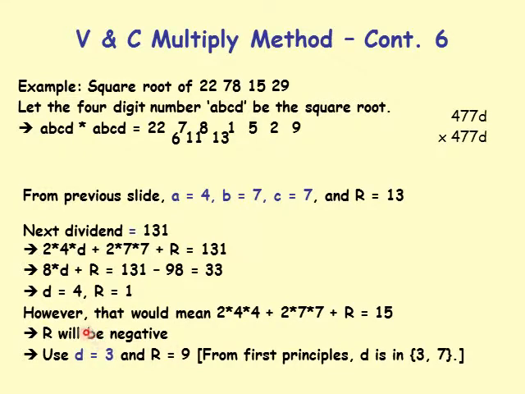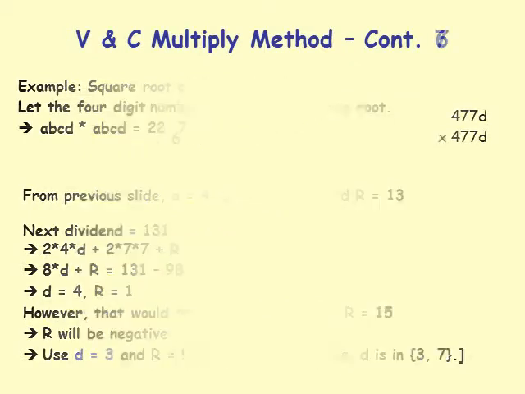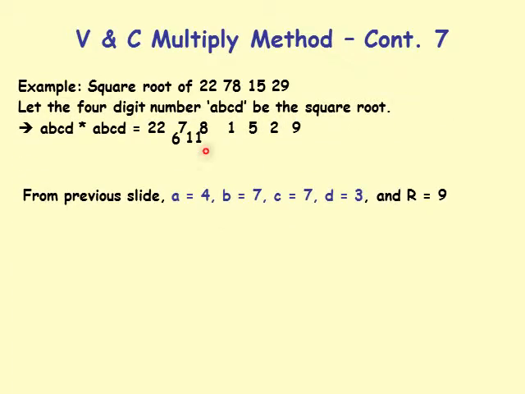If d is 3 here, 8d plus r is 33, and then the remainder would be 9. If I say 8 times d plus r is 33, if d is equal to 3, then 24 plus r is 33 and r would be 9. And d equal to 3 is consistent with first principles. Let's continue. So what do we have right now? We have a is equal to 4, b is equal to 7, c is equal to 7, d is equal to 3, remainder is 9.